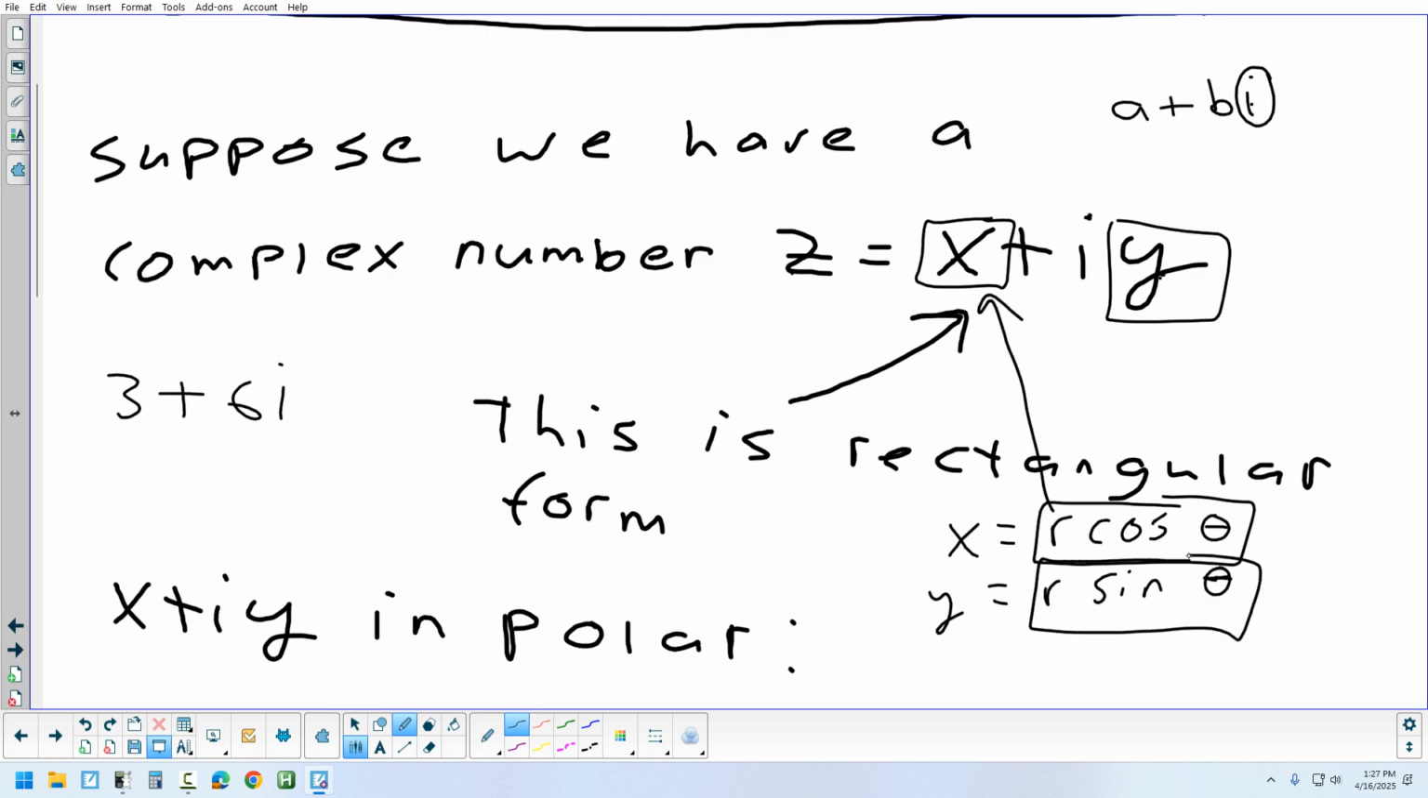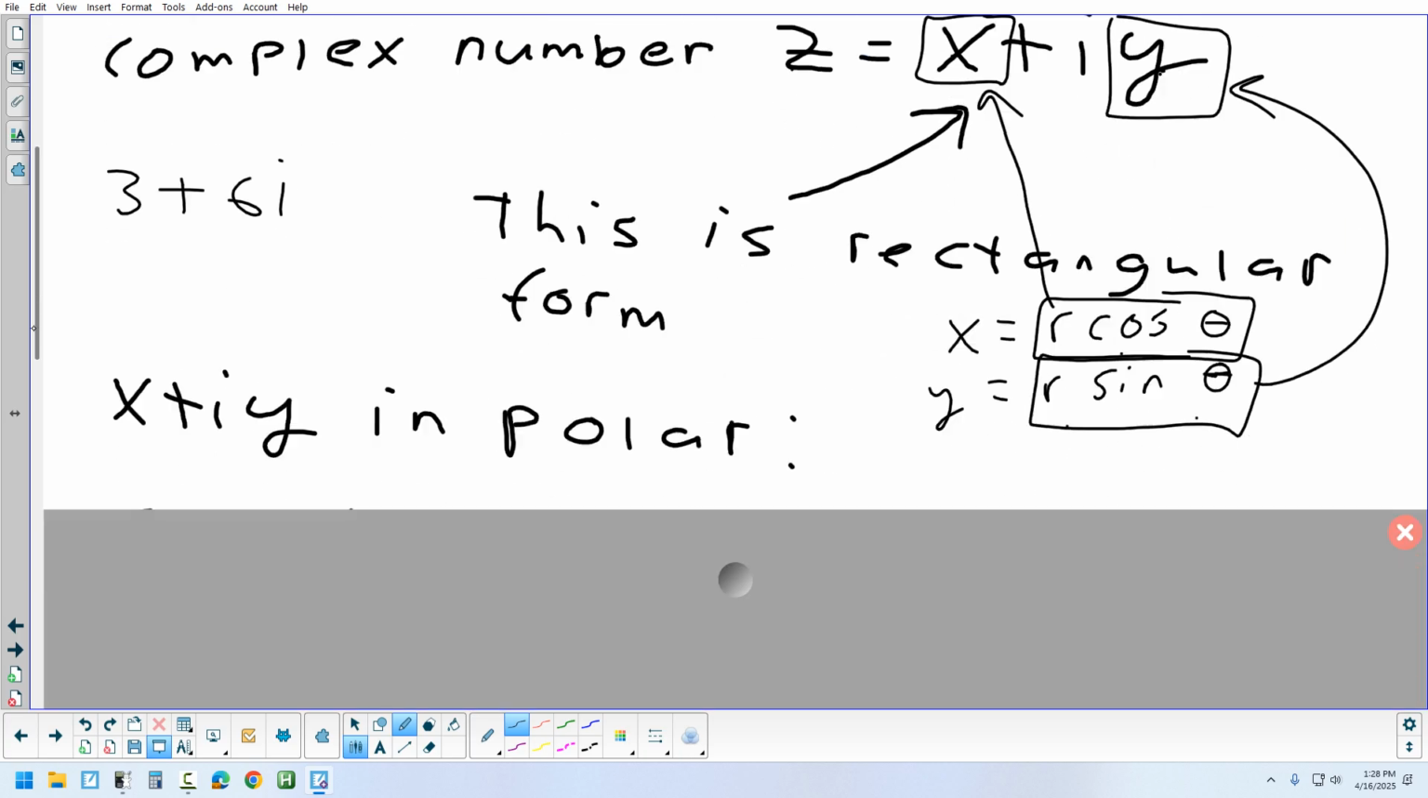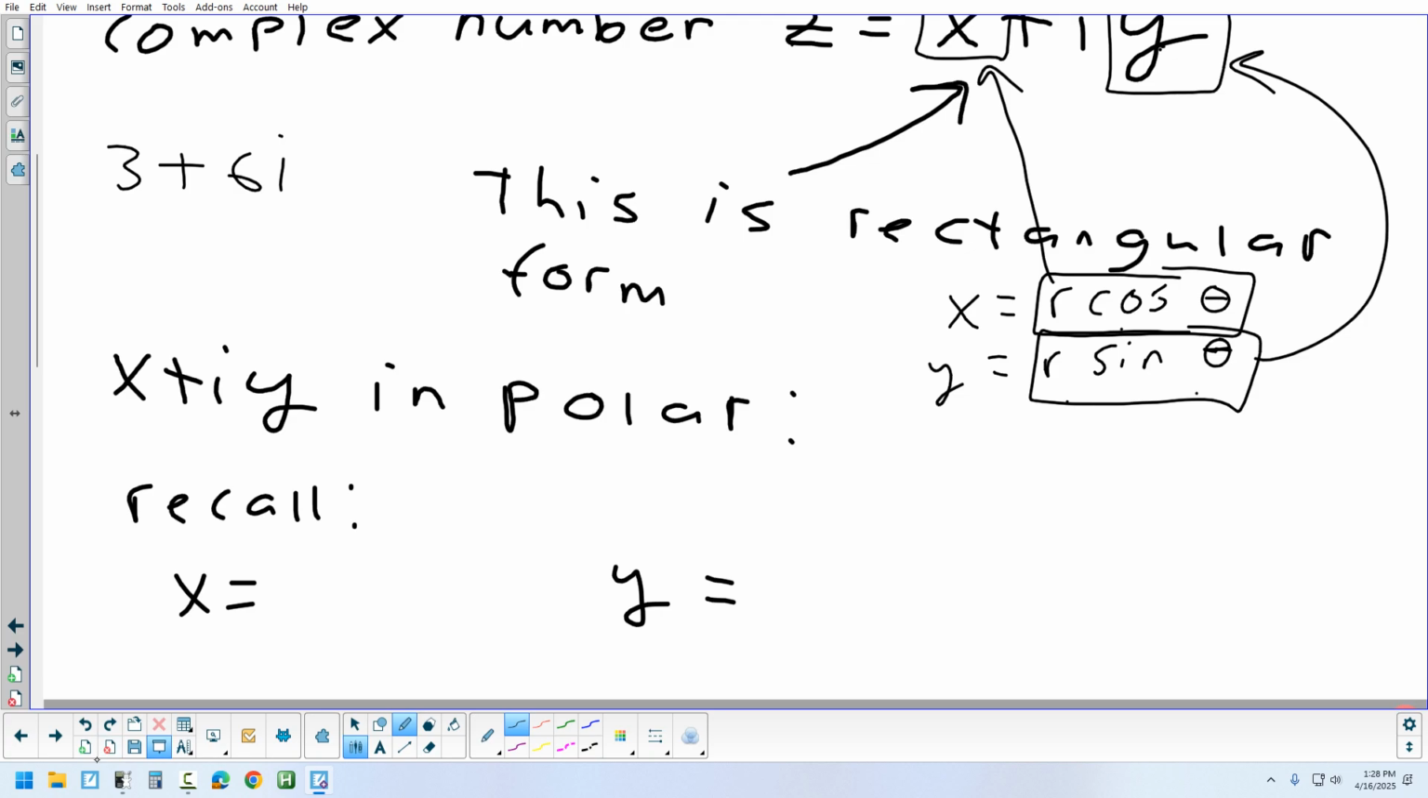That's from Monday. Now take that and fill it in right there. If you plug in those two things, R cosine theta for X and R sine theta for Y, that is how you write a complex number in trig form. Plug those two things in. I'll just write this again. So X and Y.